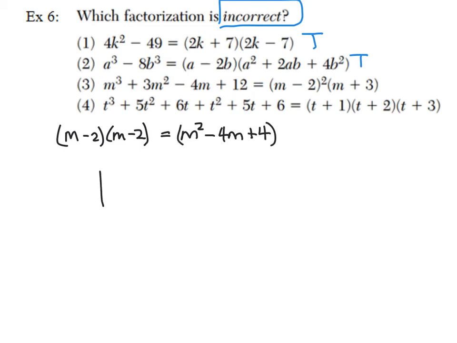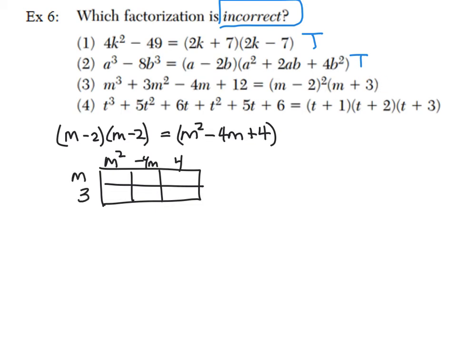But now I need to multiply that trinomial, m squared minus 4m plus 4 times the last binomial, m plus 3. So going ahead with the multiplication, I've got m cubed minus 4m squared plus 4m, 3m squared minus 12m plus 12. So this product gives us m to the third minus m squared minus 8m plus 12.